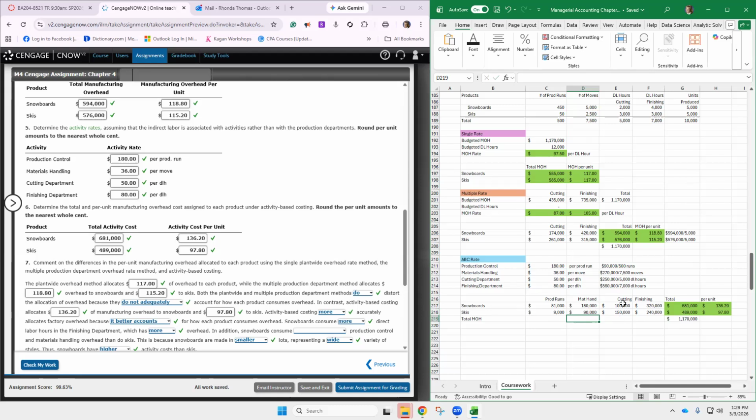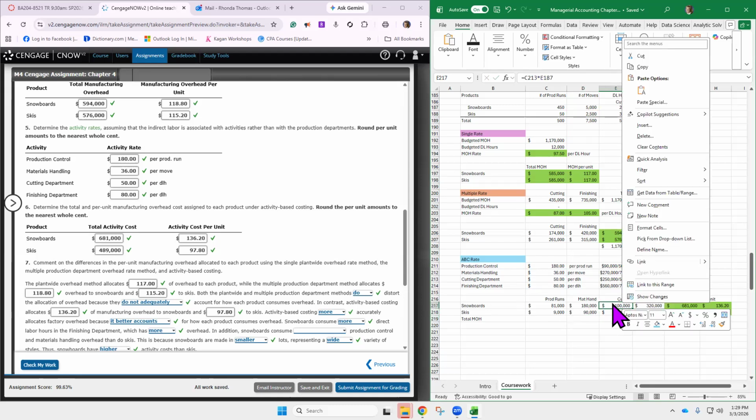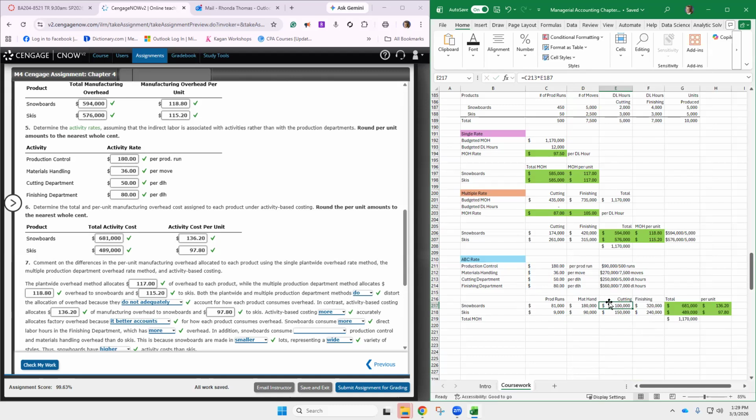But the cutting department is actually snowboards, all right? So we want the number of direct labor hours. The number of direct labor hours for snowboarding in cutting is 2,000 times 50. And then this is 3,000 times 50. Now my cursor is giving me troubles. There it is. So 3,000 times 50 goes there.